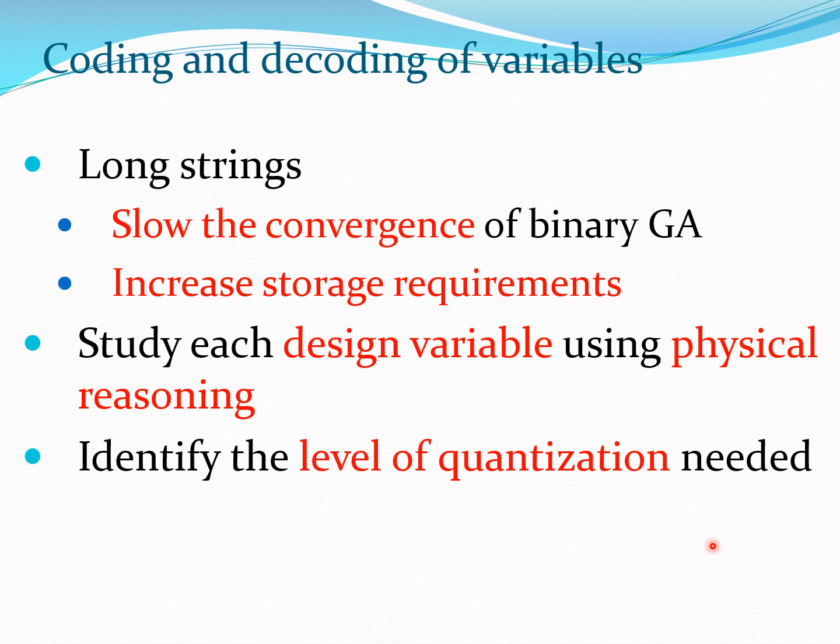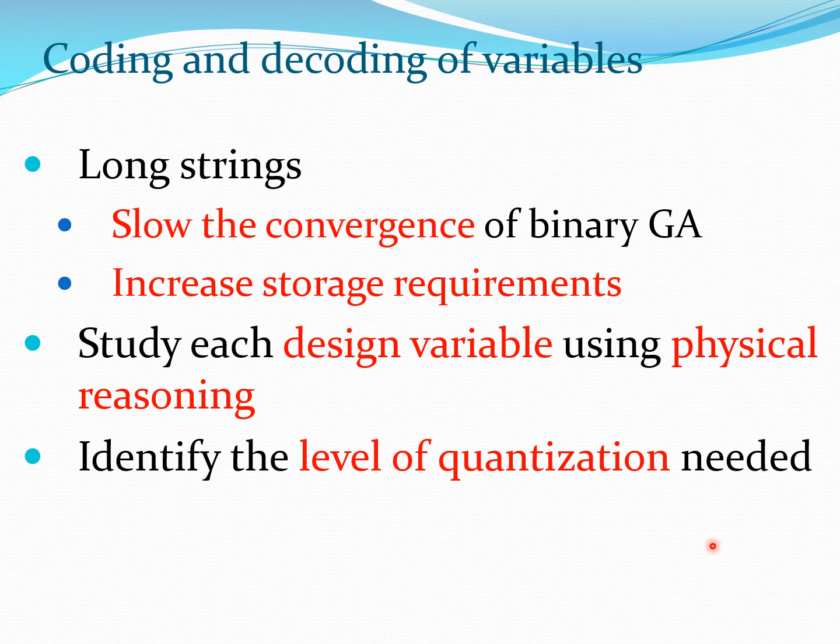Now, if you have selected a large number of bits, you are going to end up with long strings for the design variables. So essentially, there are going to be a plethora of zeros and ones in each string, and this is going to slow down the convergence of binary GA as well as increase the storage requirement, because remember, you have to carry the entire population size here, not just one string.